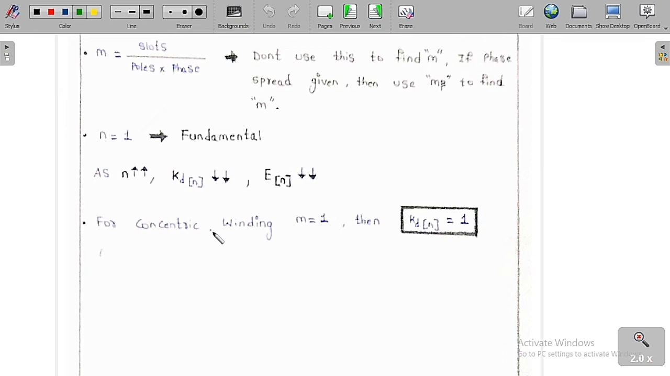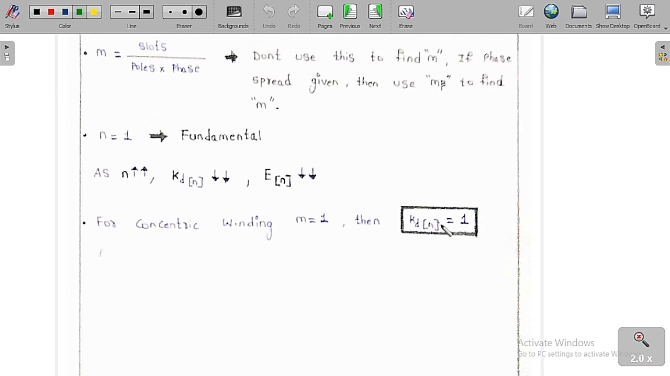For concentric winding, I already told you m is equal to 1. Concentric winding means we have kept all the conductors in a single slot. Then m is equal to 1. If m is equal to 1, what is going to happen? kd is always equal to 1. No matter whatever the harmonic component, kd is always equal to 1 when m is equal to 1. So for concentric winding, you are always going to get kd as 1 irrespective of the harmonic component.